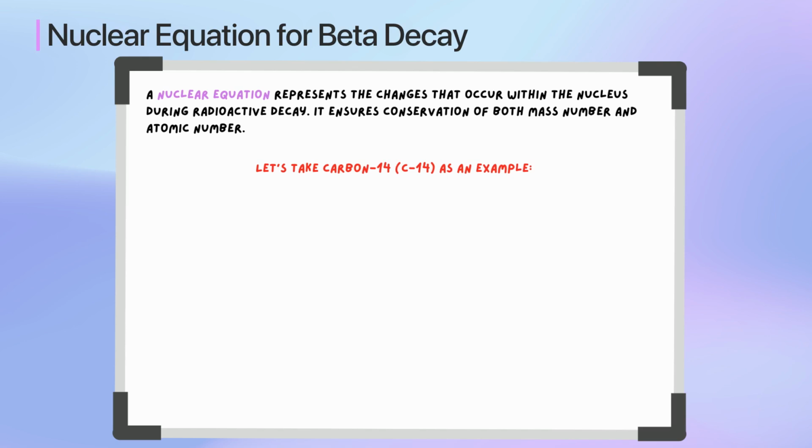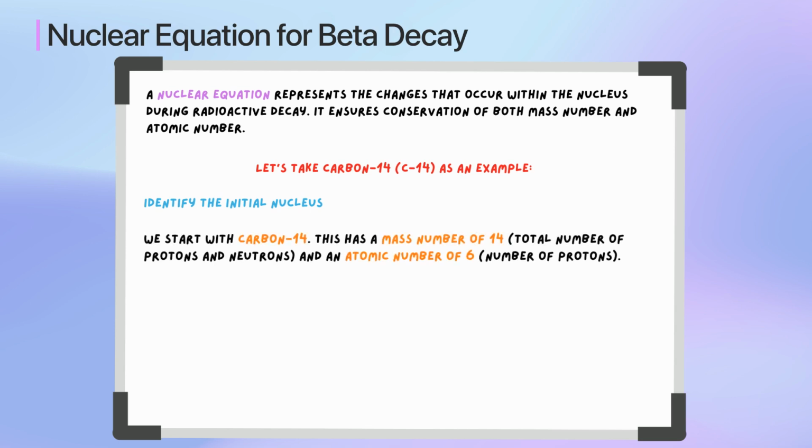Now that we understand what beta radiation is and why it occurs, let's see how we can represent beta decay using nuclear equations. To remind you, a nuclear equation represents the changes that occur within the nucleus during radioactive decay. It ensures conservation of both mass number and atomic number. Let's take carbon-14 as an example. To begin, we need to identify the initial nucleus. Carbon has a mass number of 14, which is the total number of protons and neutrons. Its atomic number is 6, the number of protons.